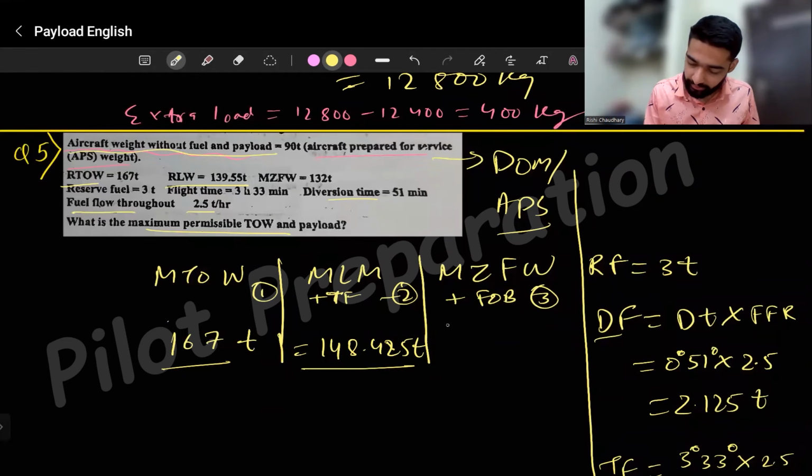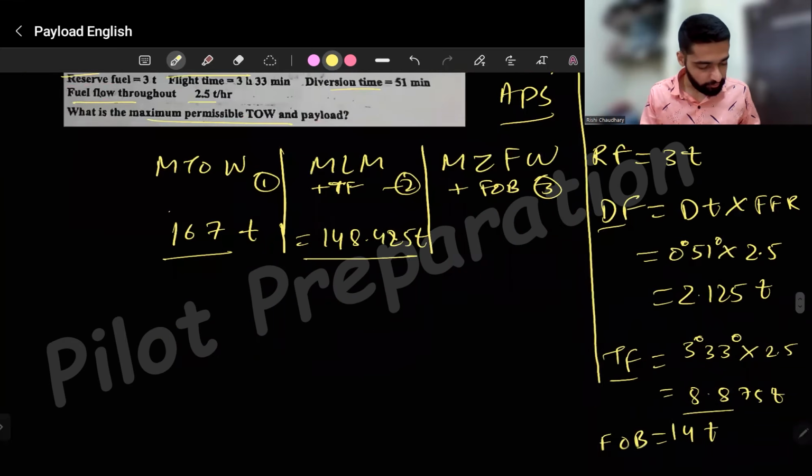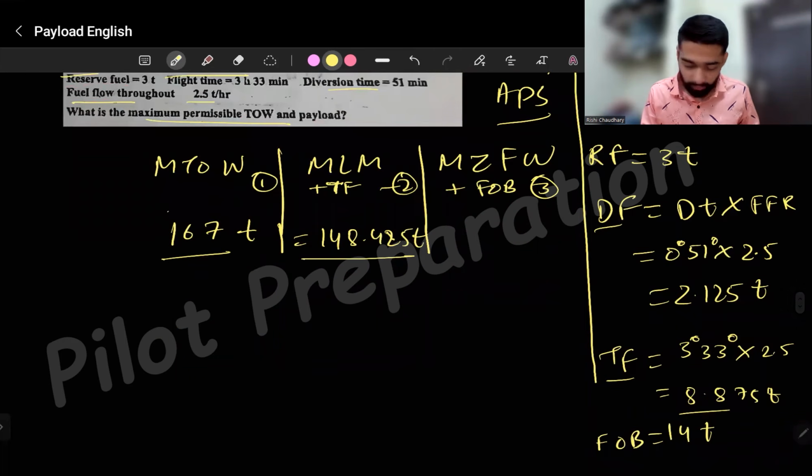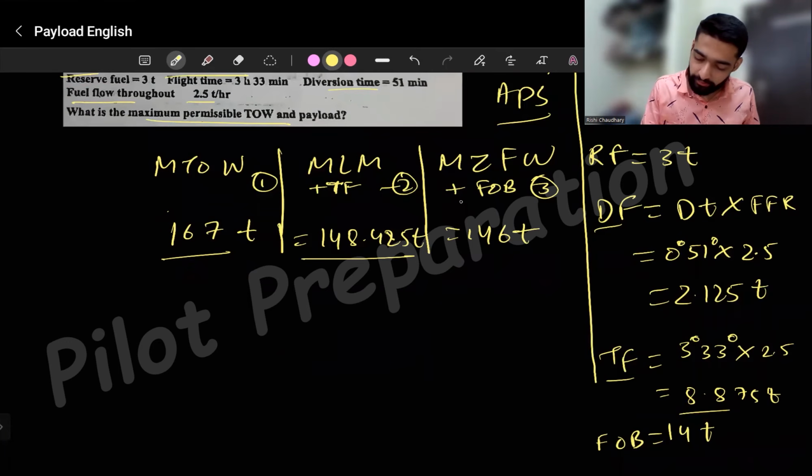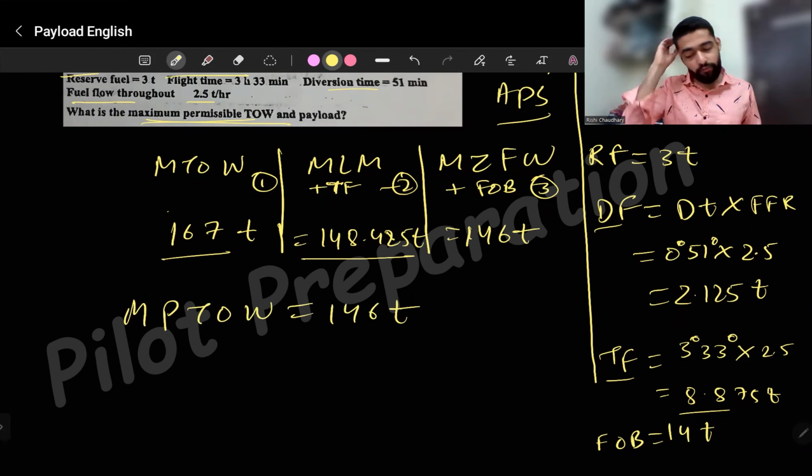MZFW is 132 plus FOB, which is 14 ton. So this is 146 ton. So this is the lowest of the values. So what I can say, my maximum permissible takeoff weight is equal to 146 ton. Now I've got maximum permissible takeoff weight. What will be my payload?